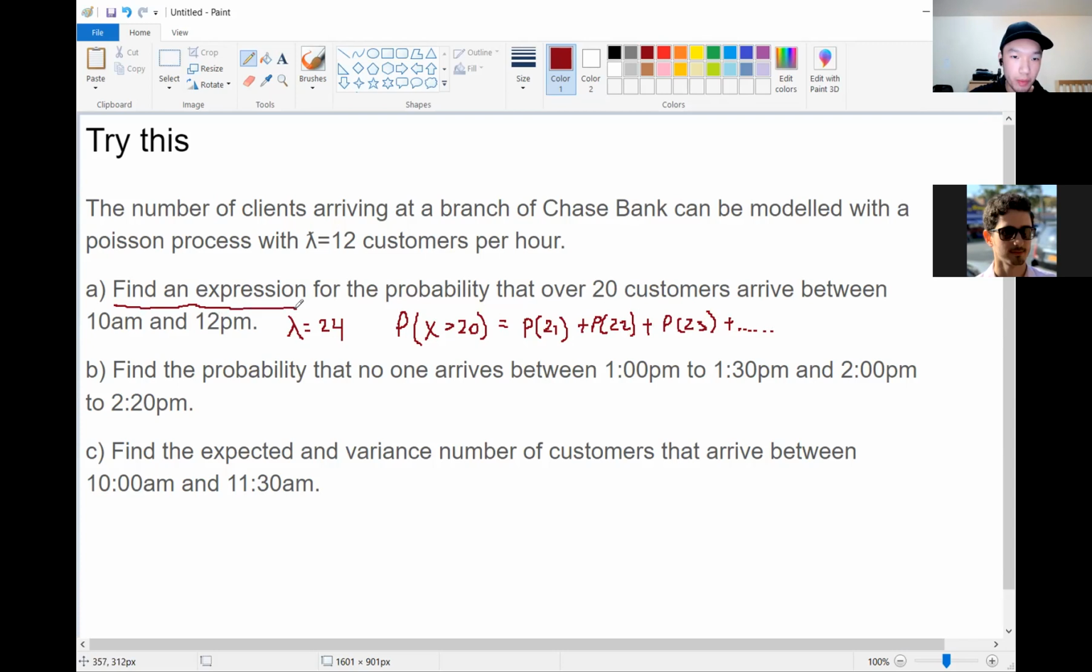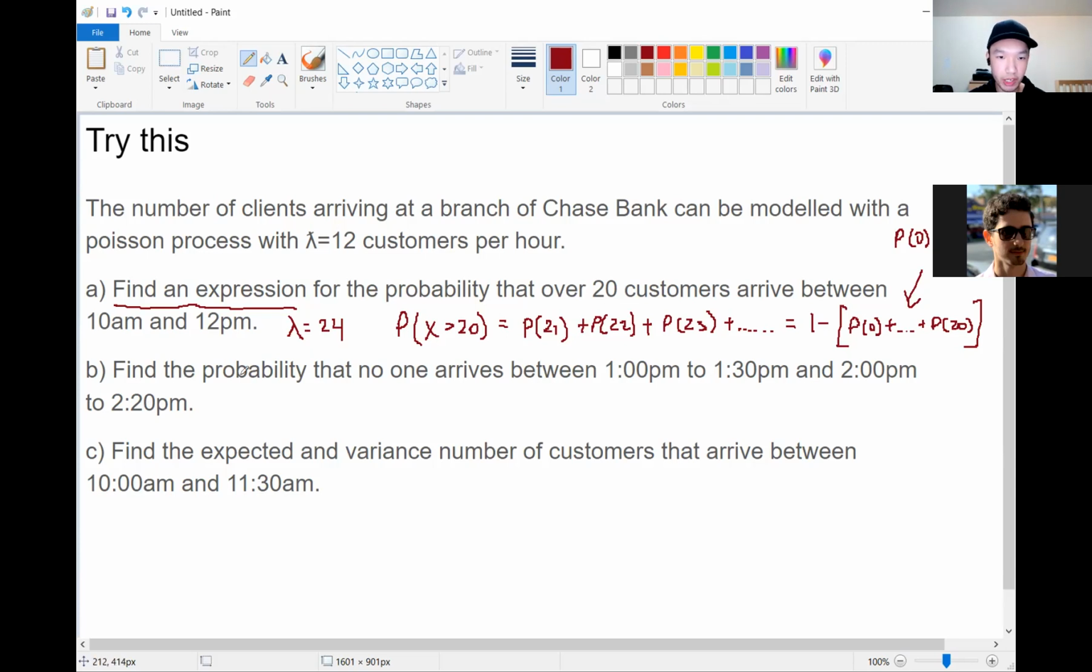So we can't really do it this way, but like you said, we can find the inverse. That would be 1 minus probability of 0 all the way up to probability of 20. So I think that's what this question means by expression. So that would be it. And then if you wanted to, you can specify probability of 0 is lambda to the 0 power e to the negative lambda over 0 factorial. But I think that's unnecessary. So that would be part A. Yeah, that should be fine.